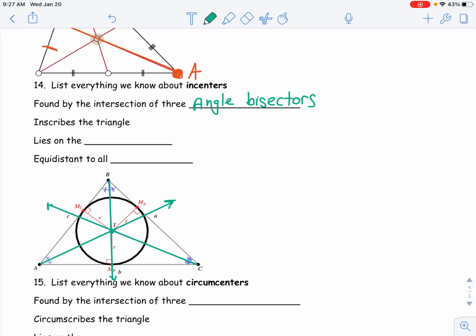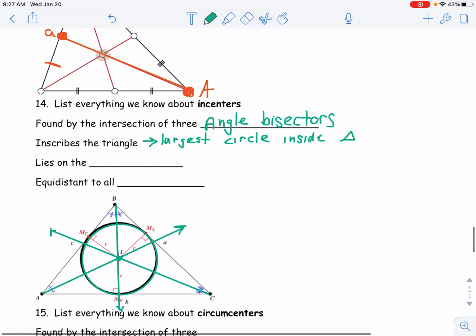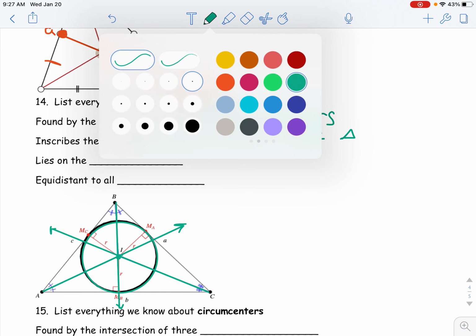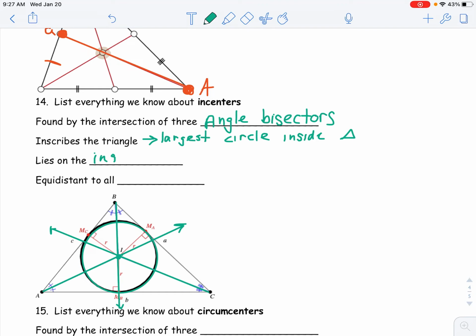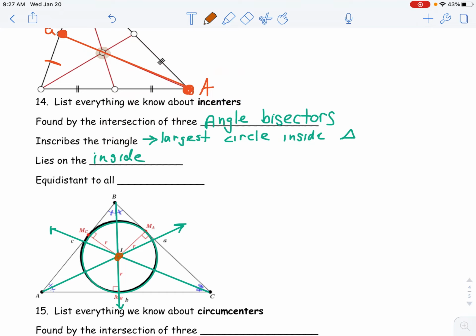All right, and it inscribes the triangle. This circle is the largest circle you can draw inside of a triangle. The largest circle to exist inside a triangle. All right, and just how the centroid's always in the center, we can think about the incenter always being inside. All right, it's just a fact. It doesn't matter if it's acute, obtuse, right? It's always inside, and it's equidistant to like point I.